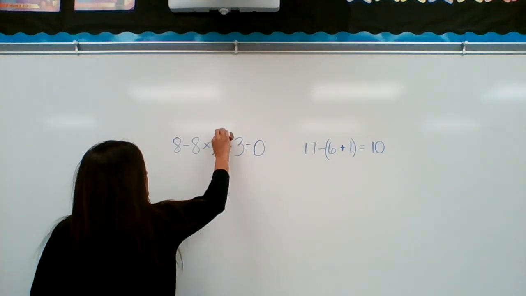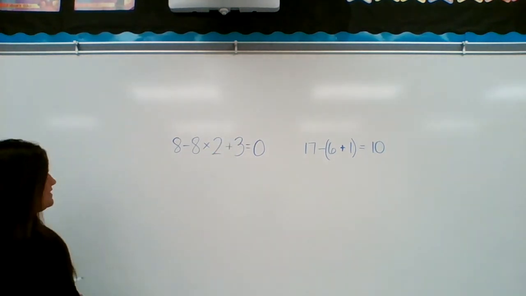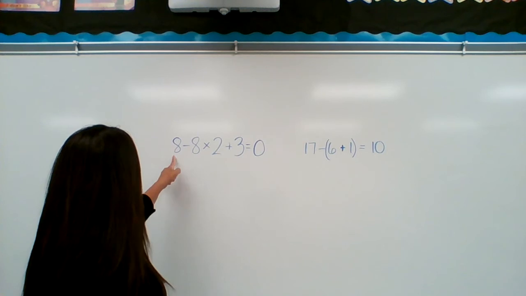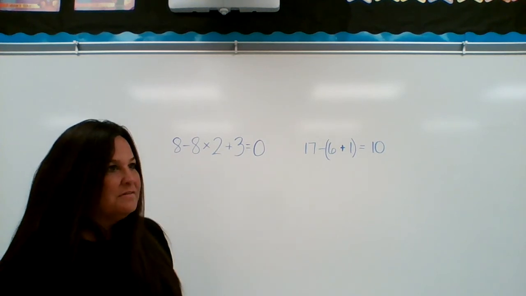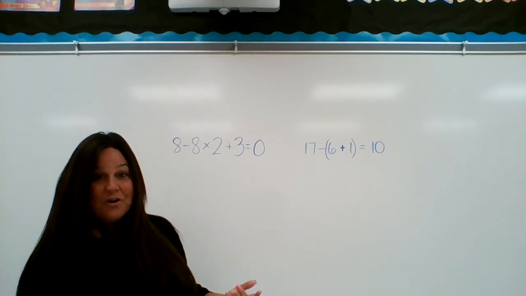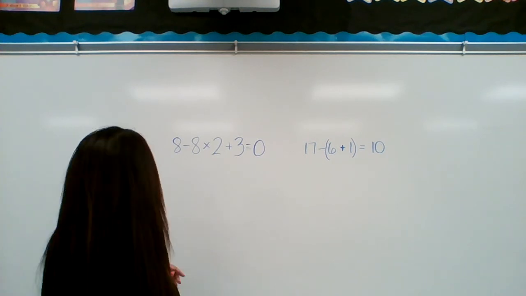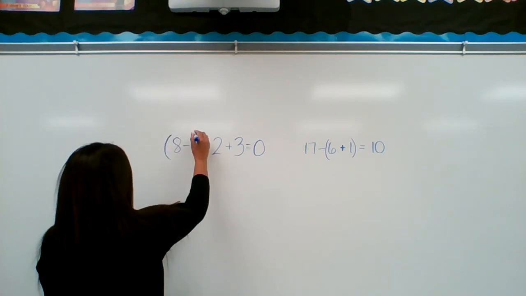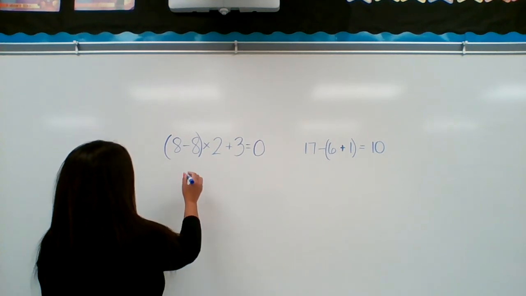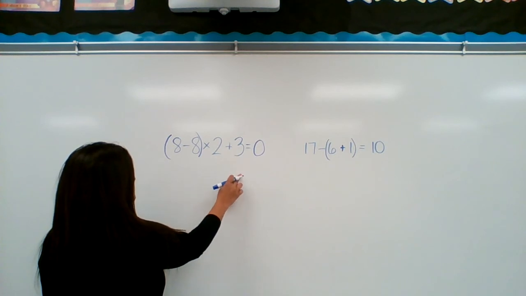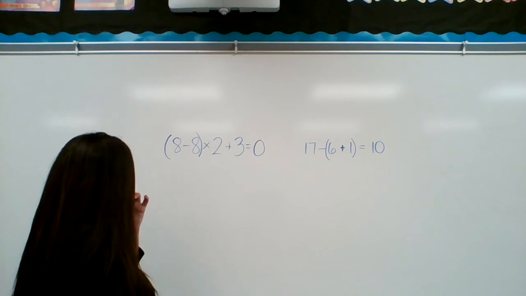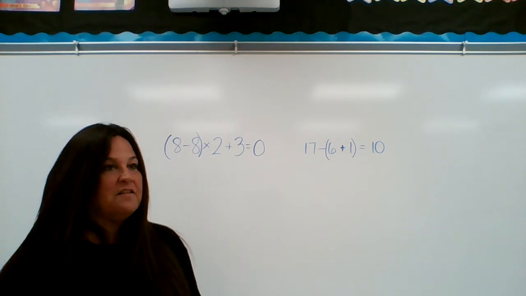So I'm looking and I'm starting to see, I know I want my answer to be 0. I know that 8 minus 8 is 0. I also know that when I multiply a number by 0, we get 0 as the answer, right? As the product. So let's see what happens when I make this 0. 0 times 2 plus 3. That's still not going to give me 0. So I need to look at it and see if maybe I need another set of parentheses.